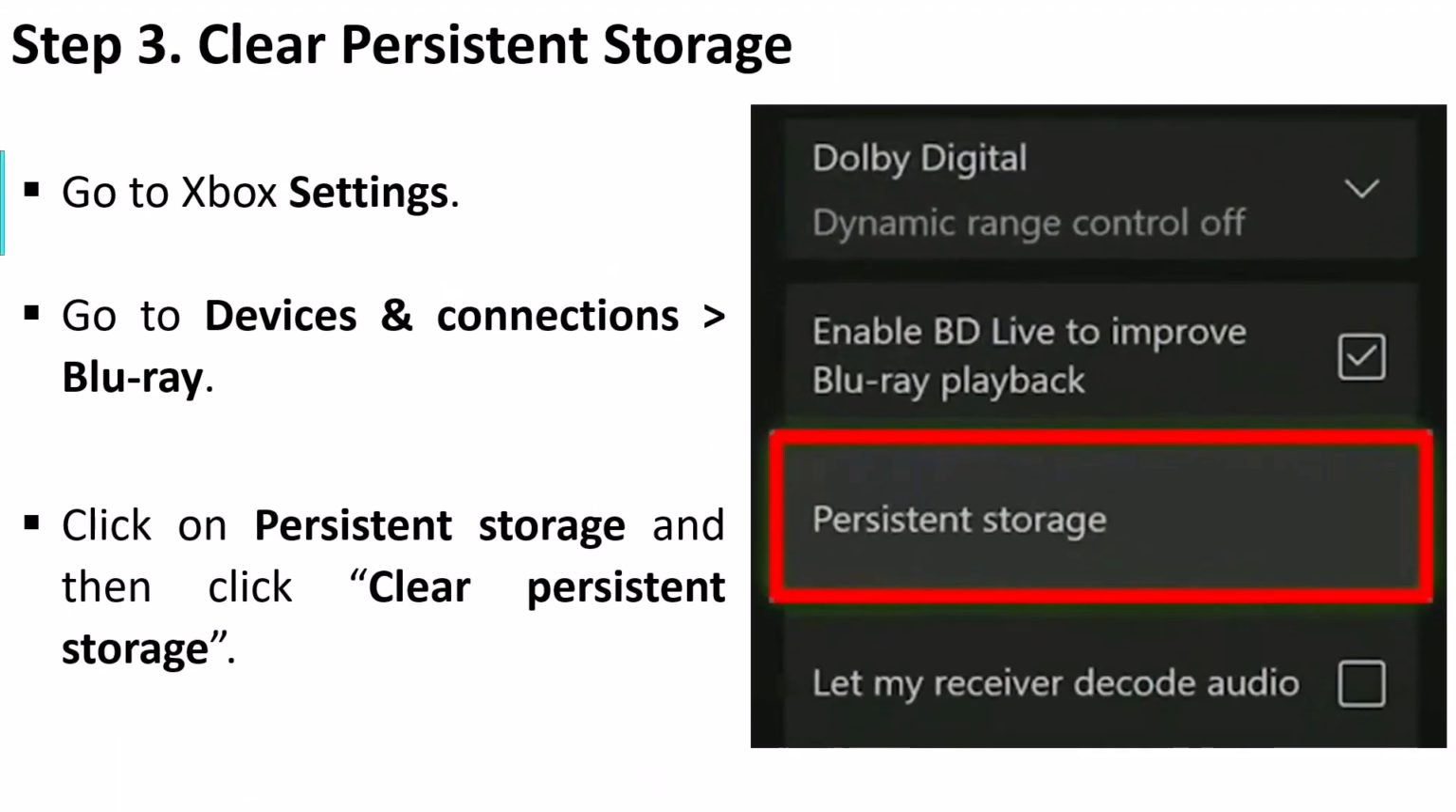Step 3 is to clear persistent storage. Now go to Xbox settings, go to Devices and Connections, Blu-ray, click on persistent storage and then click on clear persistent storage. Now if you don't see this feature in your Xbox console, then skip this step.